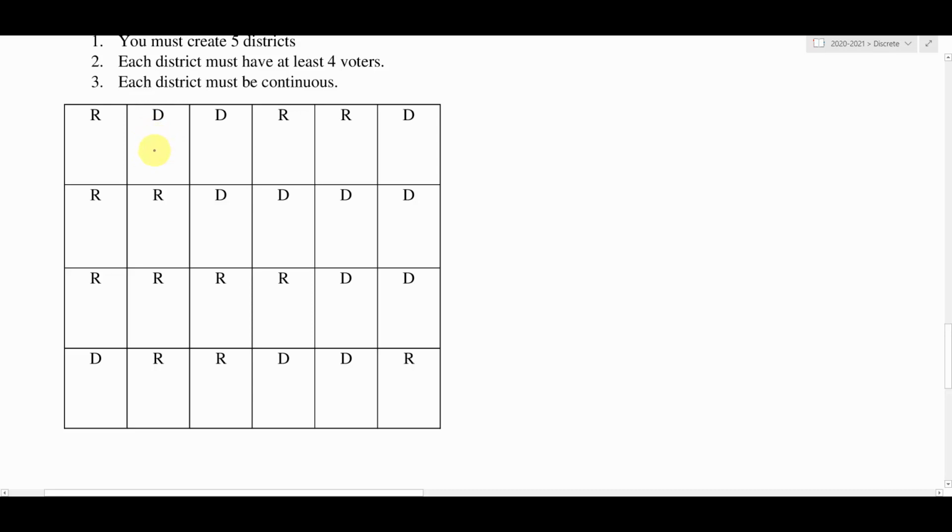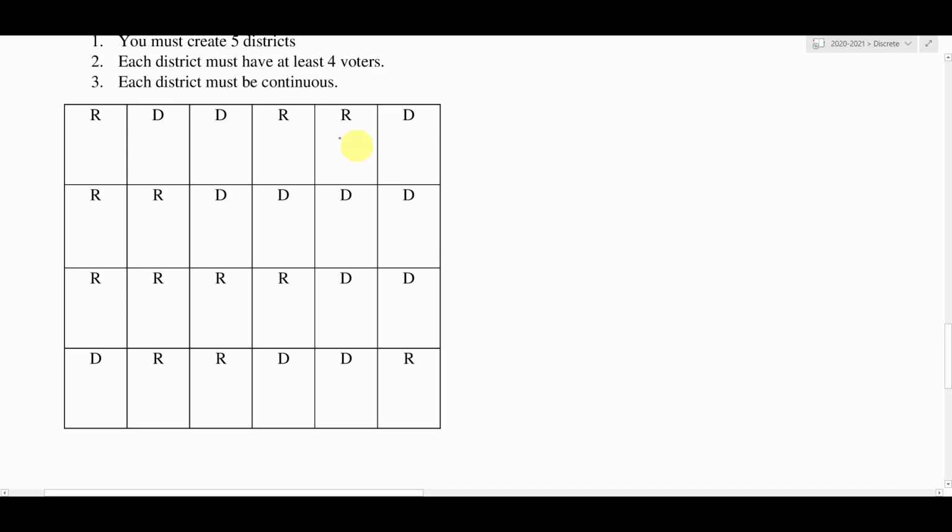So we've got to create 5 districts. Each district has to have 4 voters, and it must be a continuous district, so I can't split my district into 2 separate areas. It has to be one continuous district. I want to draw the borders of my districts in such a way that Democrats end up having the most representatives in the House.